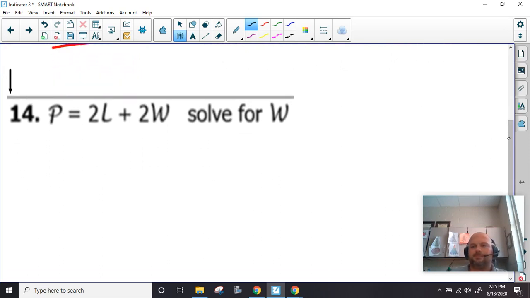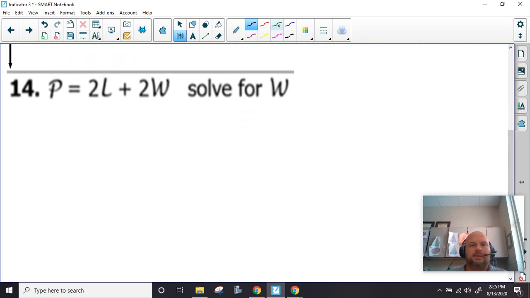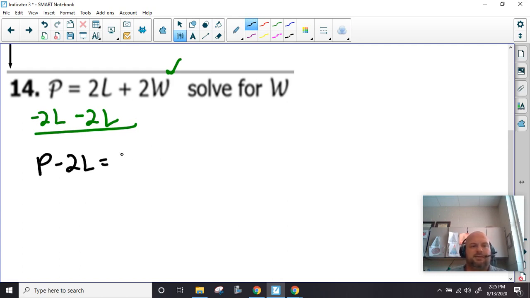All right. We're solving for W. We want W. So, first thing I need to do is subtract 2L. P minus 2L is just P minus 2L, equals 2W.